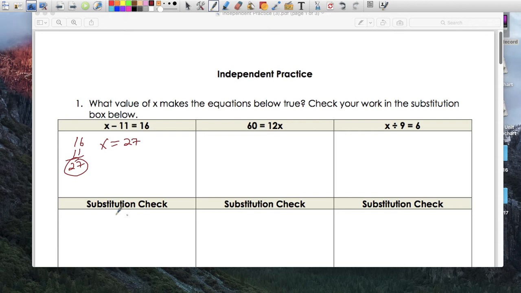We'll check. So under substitution here, I'm going to substitute. I'll go 27 minus 11, and then I'm going to see if that equals 16. And 27 minus 11, if I subtract, it does equal 16. And look at my equation. My left side equals my right side, which is what I want.